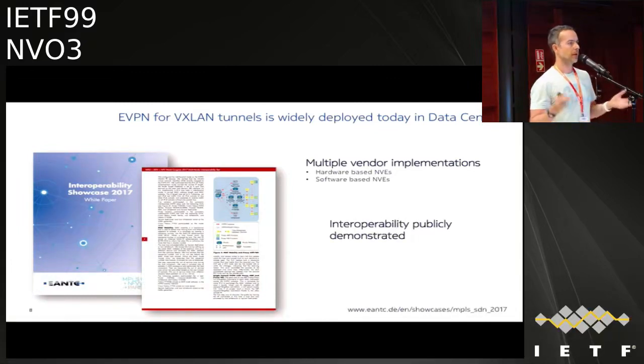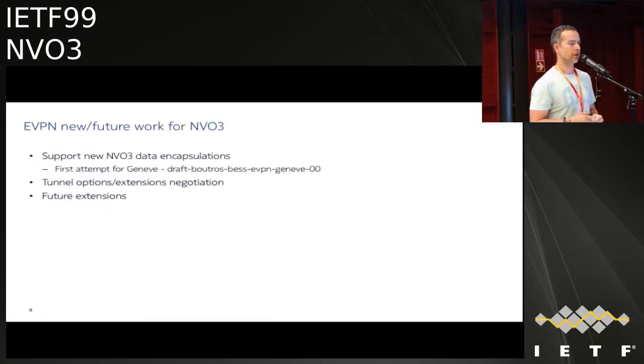Now, and this is an open discussion, what else do we need to do with EVPN for NVO3, for this working group? Obviously, we need to support new encapsulations like Geneve, and there's a first attempt. I think Sami is presenting tomorrow this draft about how to use EVPN with Geneve. And I can think of we will need to extend EVPN to support new options or extensions, and I don't know what else, but this is probably an open discussion and question for the chairs. So any comments or feedback on those questions?